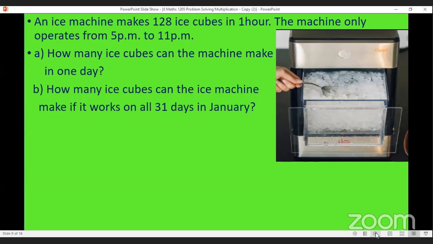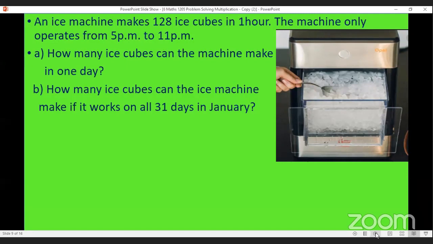Looking at the rate, there is an ice making machine. An ice making machine makes 128 cubes in 1 hour. The machine only operates from 5 p.m. till 11 p.m. Question A. So this is the information given: an ice machine makes 128 ice cubes in 1 hour, and it only operates from 5 p.m. to 11 p.m. How many ice cubes can the machine make in 1 day?